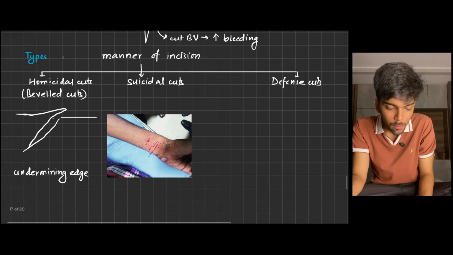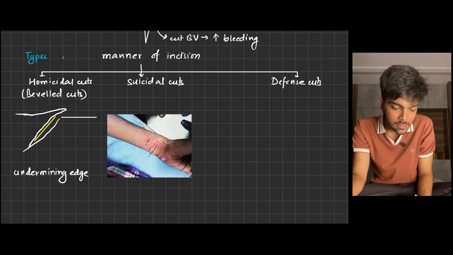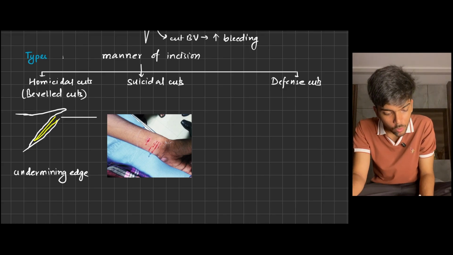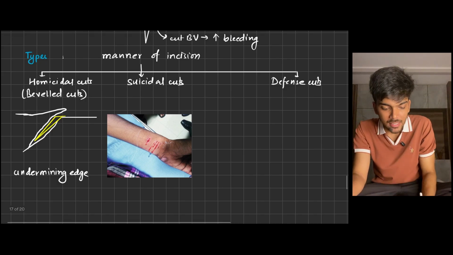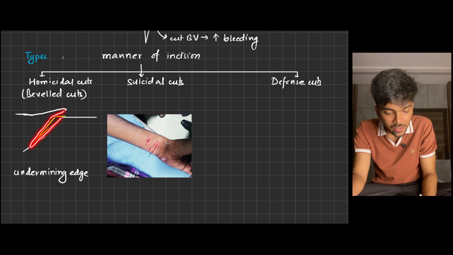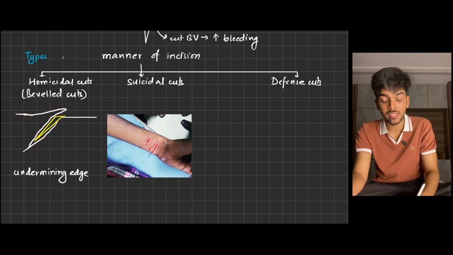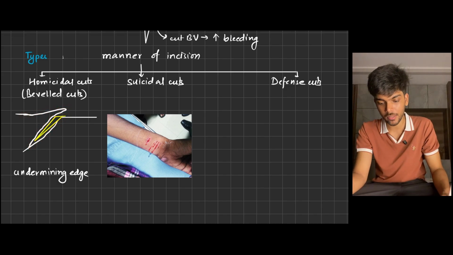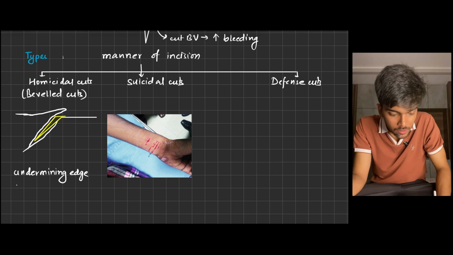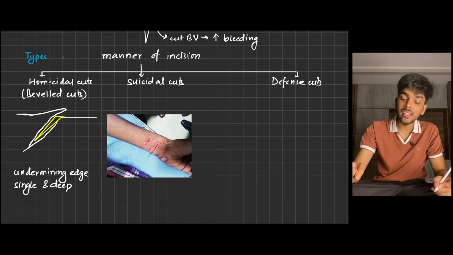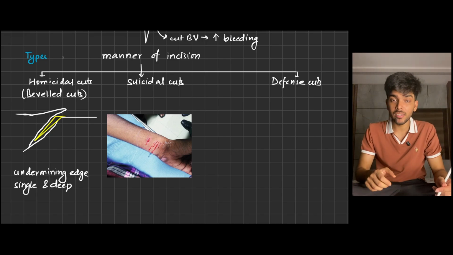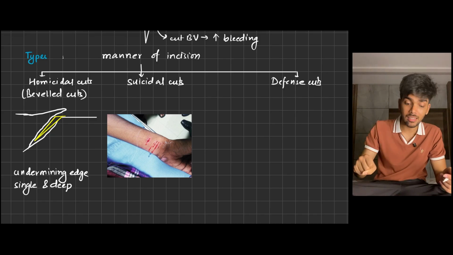See what is happening. Here the sharp weapon is used, the sharp weapon brings about an incision at an angle, and this incision is hidden under a flap of tissue. This is referred to as undermining edge. Here the cut is single and deep. It is deep because the intention is to harm you. The intention is to end your life in a single slash, in a single blow.